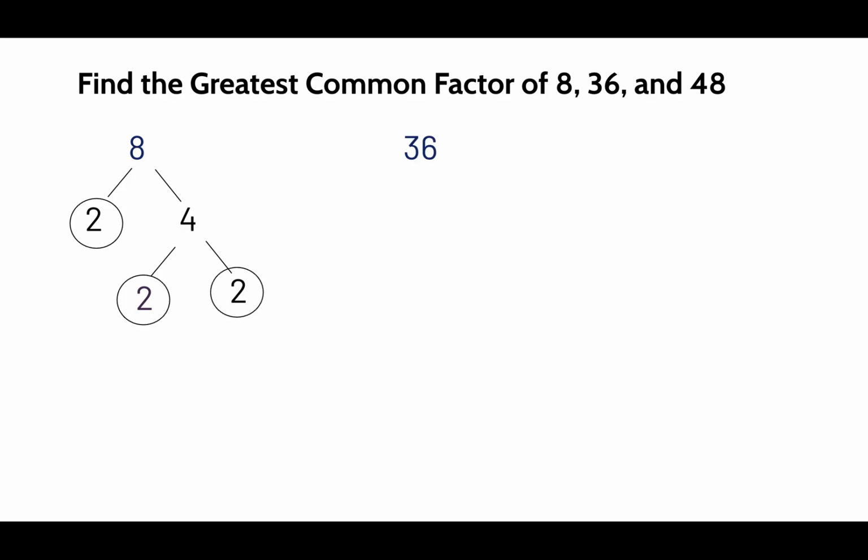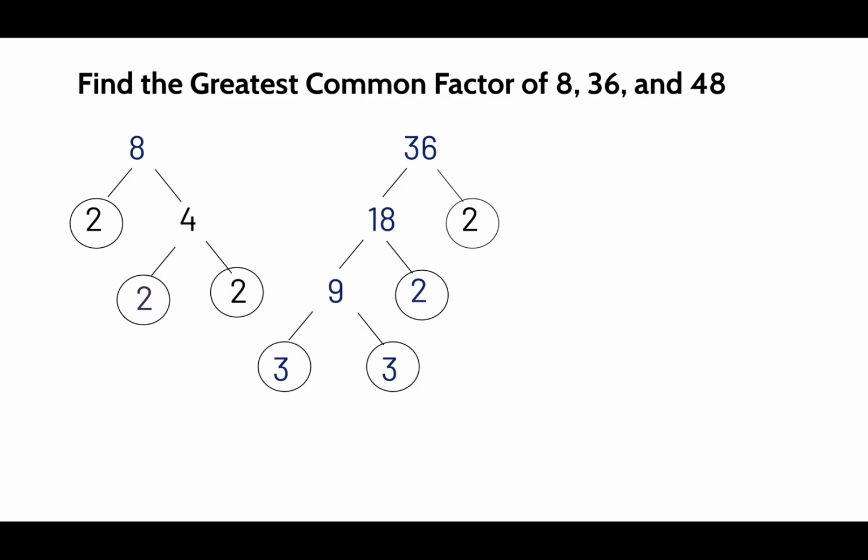Now let's look at 36. What two numbers can I multiply to get 36? 18 and 2. I circled the 2 because it's prime. 18 is composite, so what two numbers can I multiply to get 18? I can multiply 9 and 2. Again, 2 is prime, I circle it. 9 is composite, so what two numbers can I multiply to get 9? It's 3 and 3, and 3 is prime, so I circle both of them.